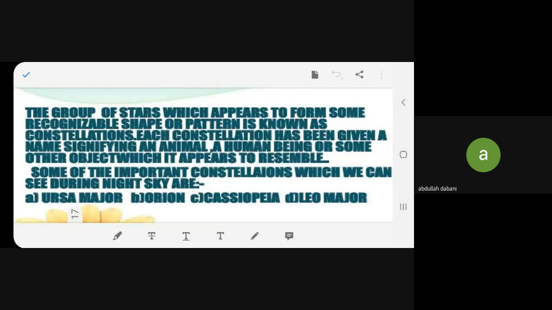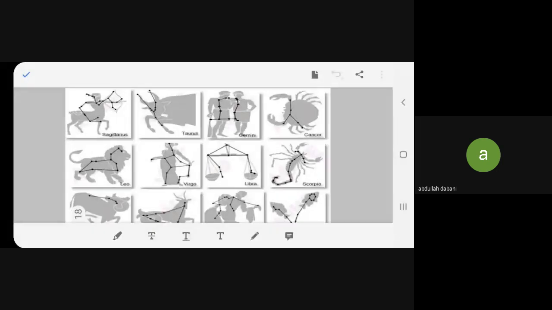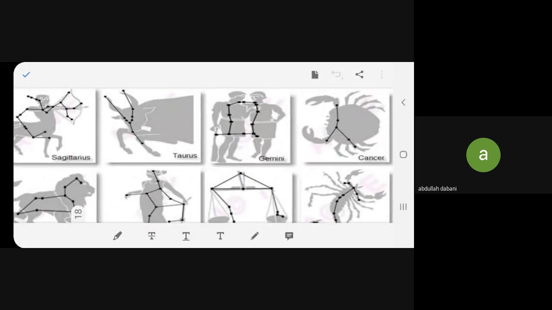Now have you understood? What is this constellation named as? Ursa Major, Orion, Cassiopeia, or Leo Major. Okay. Now you remember all this.